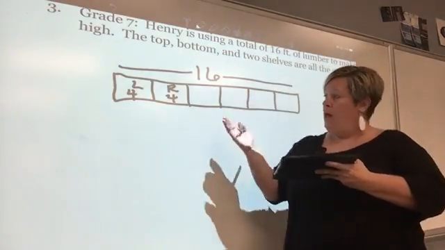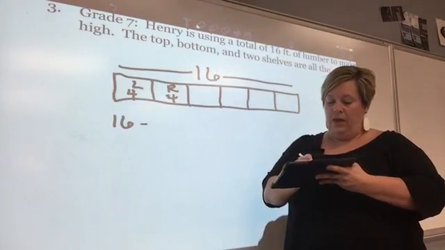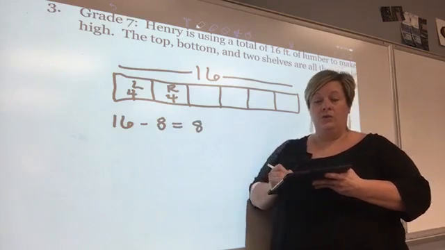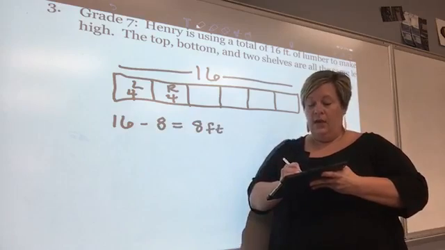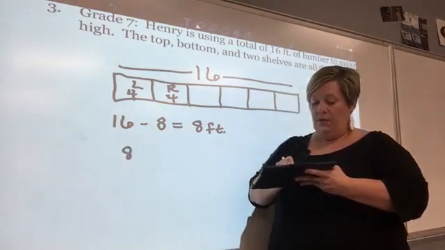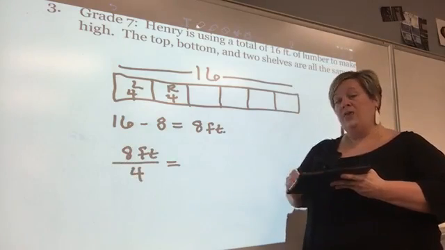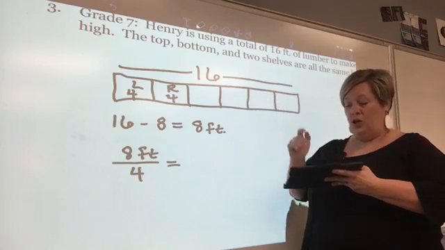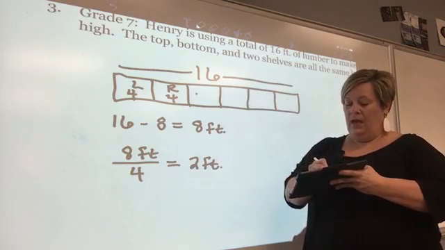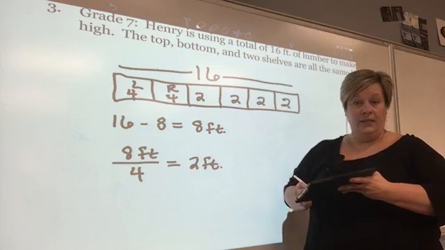Okay, so we think, well, if I have a left and right, measure 4 feet, that leaves me with 8 feet to be used for my shelves. Well, I have 4 shelves of equal measure, so I'm going to take my remaining 8 feet and divide it by 4 to get that each shelf is going to measure 2 feet. So using my tape diagram, each shelf will measure 2 feet.